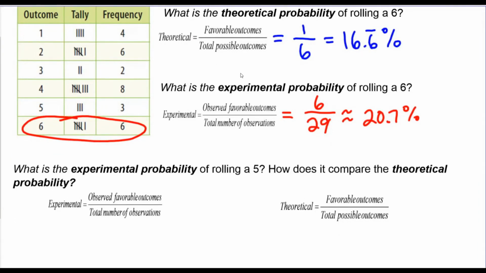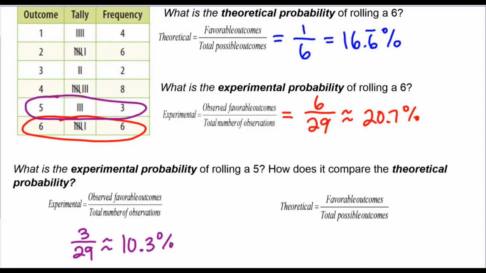So again, let's take a look at another example. What is the experimental probability of rolling a 5, and how does it compare to the theoretical probability? So again, the experimental probability is what actually happened, what we observed. So if we look here and see how many times a 5 occurred, it occurred 3 times out of the 29 rolls. And that is approximately 10.3%. So it occurred 10.3% of the time.